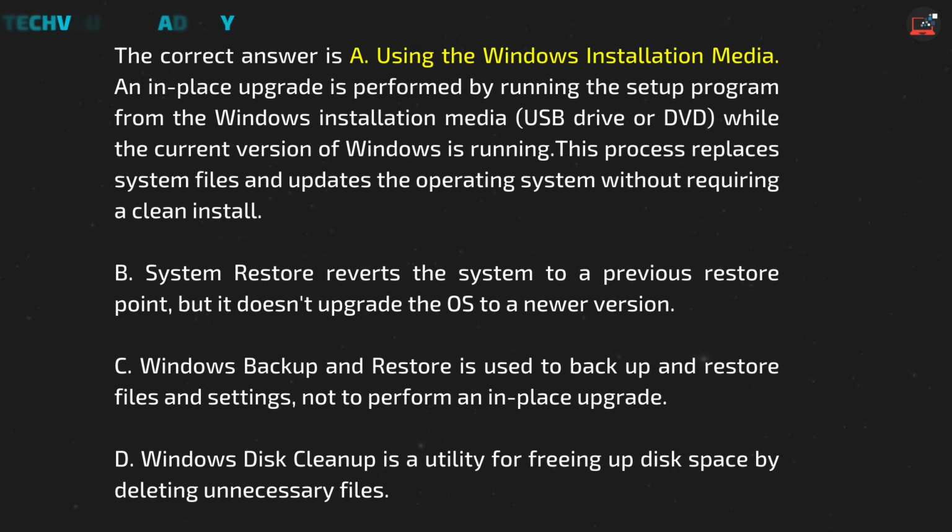The correct answer is A. Using the Windows installation media. An in-place upgrade is performed by running the setup program from the Windows installation media, USB drive or DVD, while the current version of Windows is running. This process replaces system files and updates the operating system without requiring a clean install. B. System Restore reverts the system to a previous restore point, but it doesn't upgrade the OS to a newer version. C. Windows Backup and Restore is used to back up and restore files and settings, not to perform an in-place upgrade. D. Windows Disk Cleanup is a utility for freeing up disk space by deleting unnecessary files.